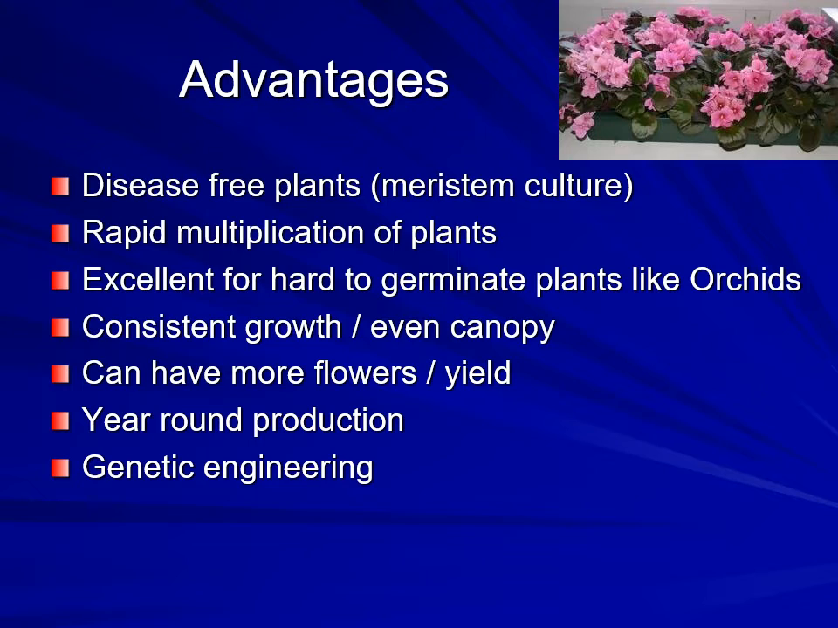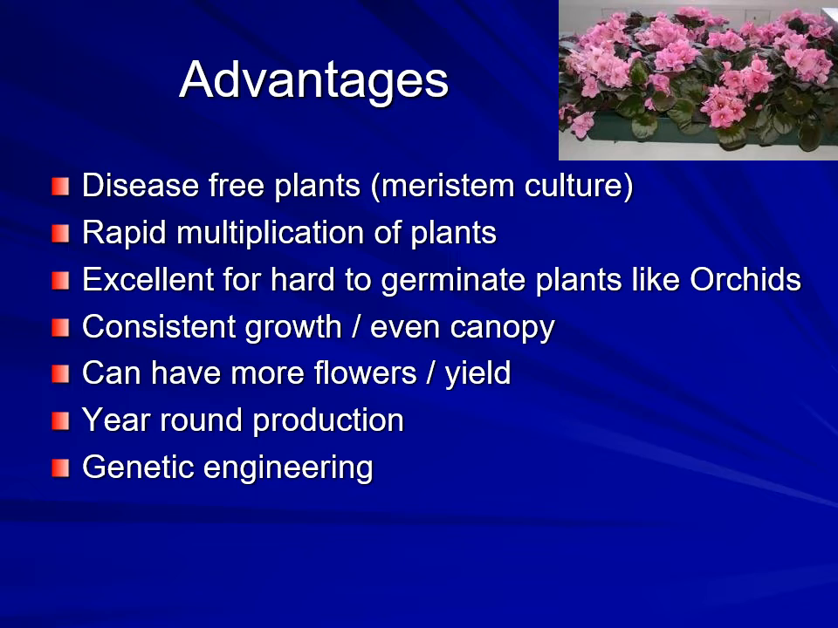Anyways, why tissue culture? So we can produce disease-free plants. So that's called meristem culture. We can also rapidly produce a lot of plants in a very short time, which can be really useful for certain varieties that are difficult to propagate. It's also obviously very good for difficult to propagate plants, like orchids.